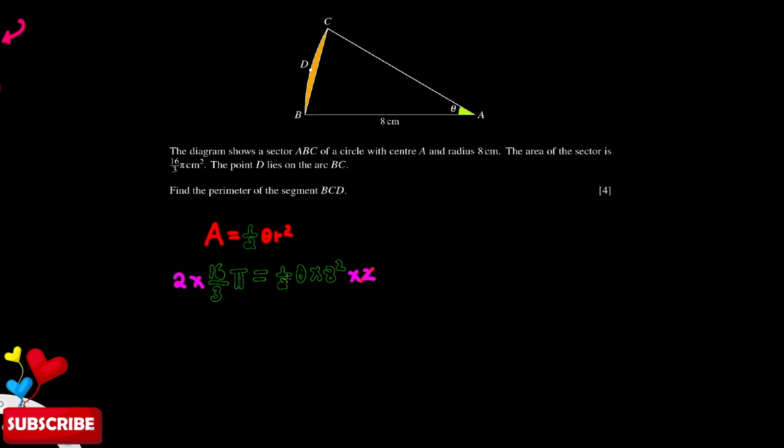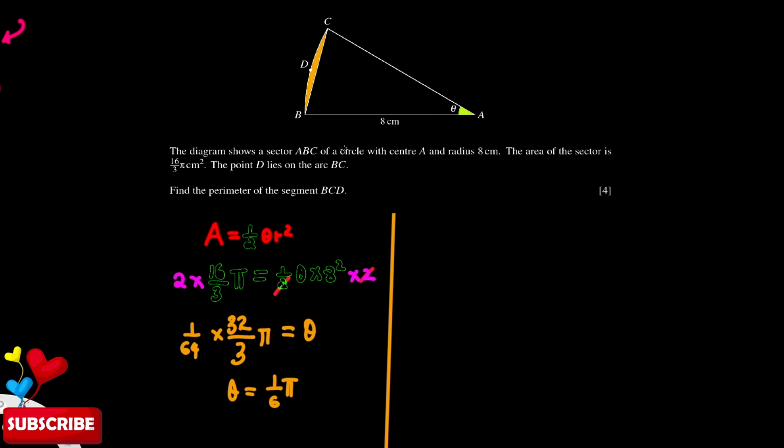We can multiply by 2 both sides so that 2 and 2 will cancel out, and this is going to end up 32 over 3 pi equals to 64 theta. We divide by 64 both sides, because if you square 8, you're going to get 64. Then we divide by 64, or you can multiply by 1 over 64 both sides, and we can cancel 32 and 64, and the final answer becomes 1 over 6 pi as the value of theta.